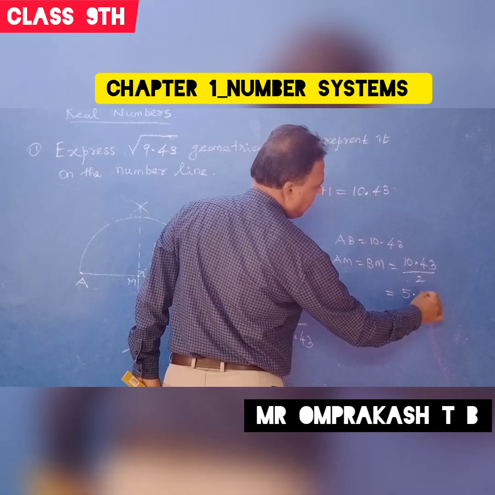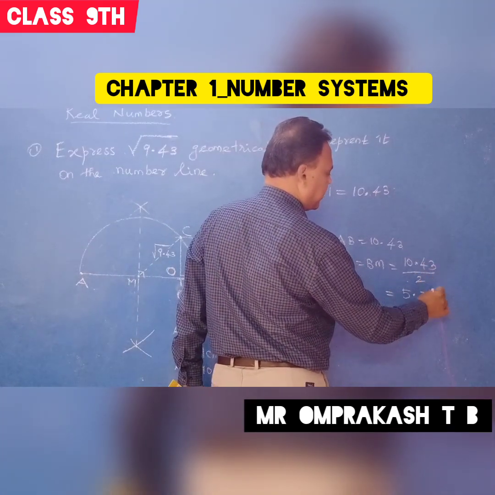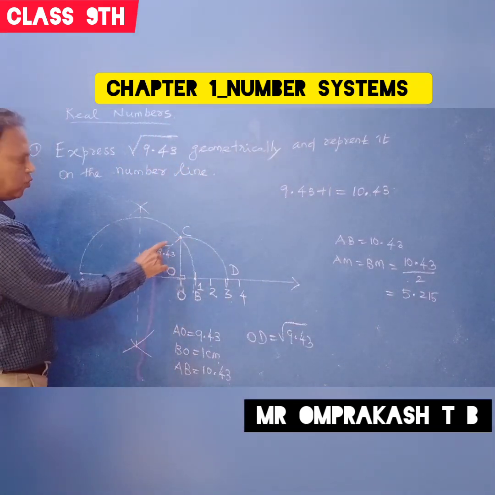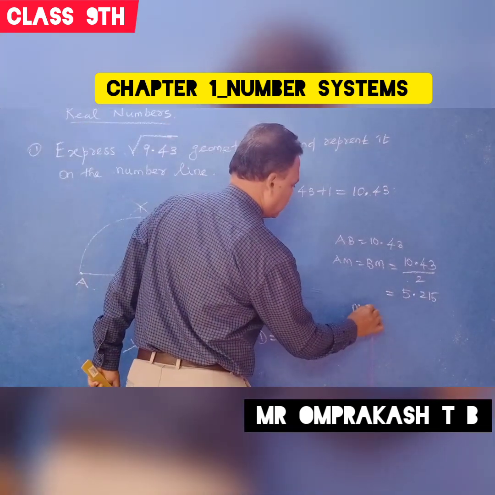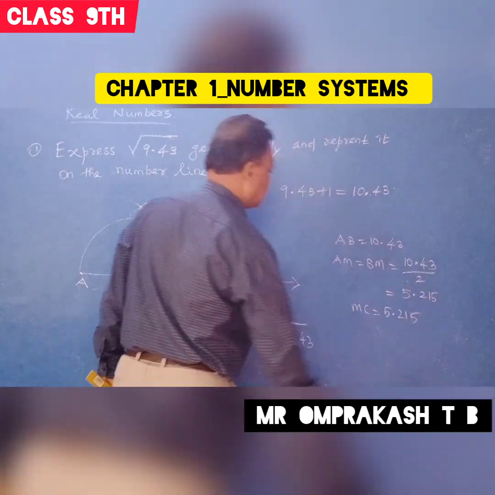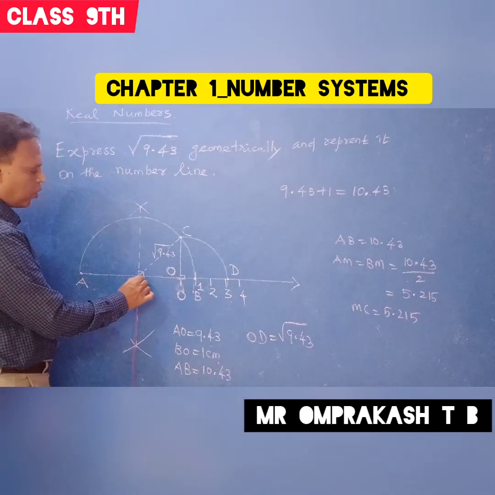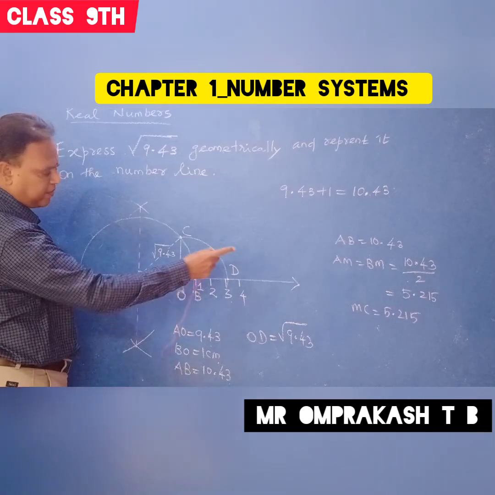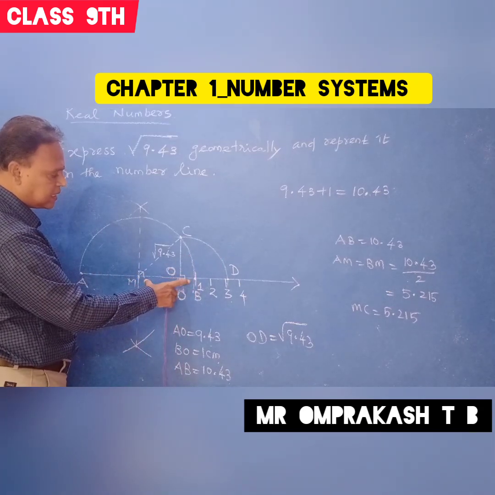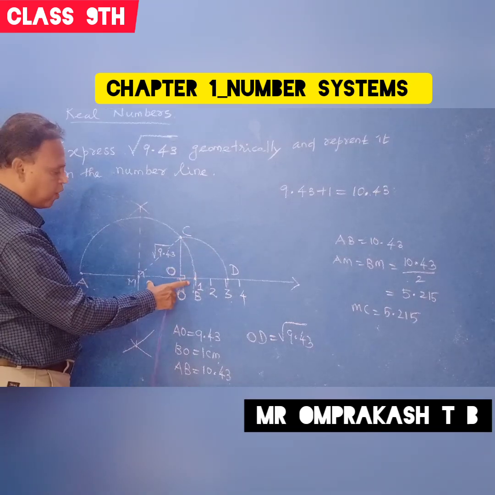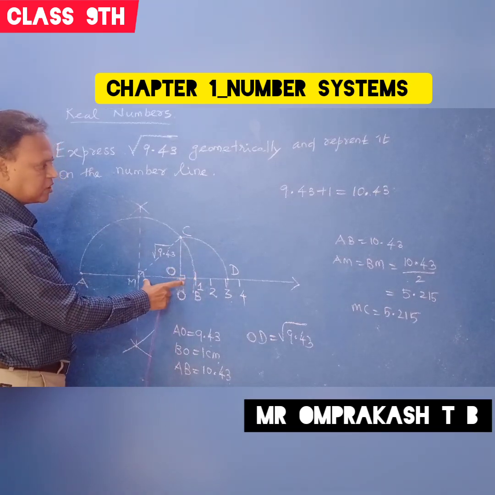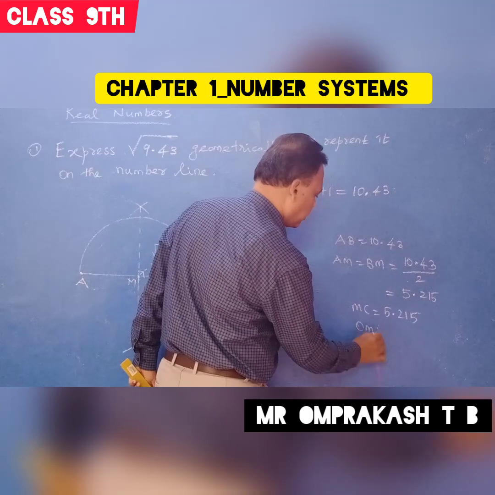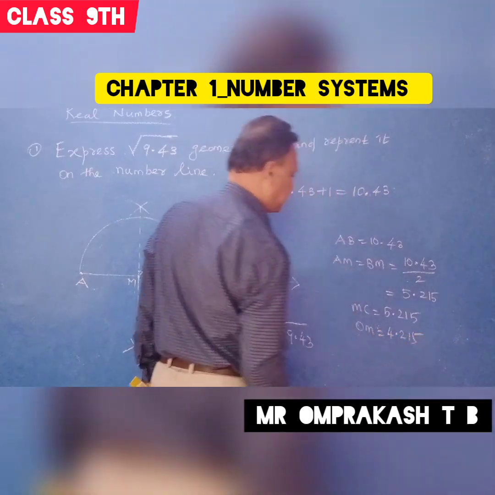You will get 5.215. Again, a reminder: 1 means 5 times will go. So MC is 5.215. Now what is OM? This is 1 centimeter. So subtract 1, because BM is 5.215. Subtracting 1 centimeter, this will be 4.215. That is, OM is 4.215.